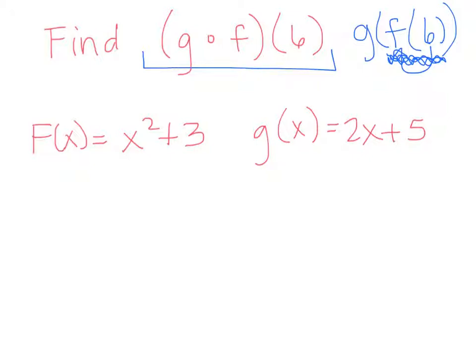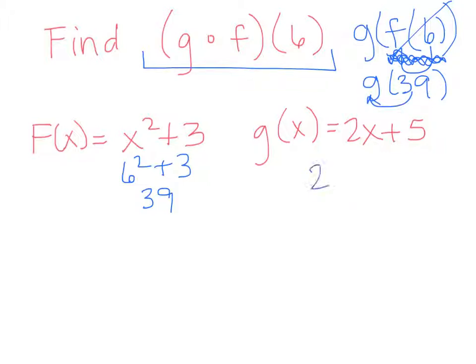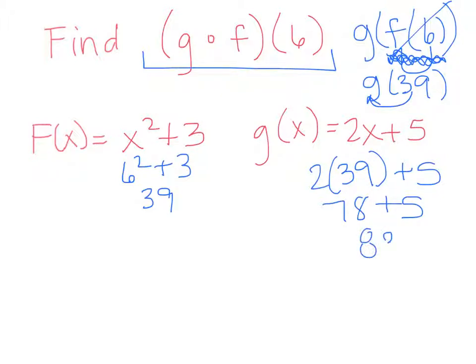So if I take a 6 and I plug it into f, I actually get 6 squared plus 3 instead of x squared plus 3, which is 36 plus 3, or 39. So instead of g of f of 6, I actually have g of 39, since f of 6 is 39. Now this is telling me to plug 39 into g. So I would go into g and plug 39 in, just like that. This is 78. Plus 5 is 83. So then your final answer would be 83.